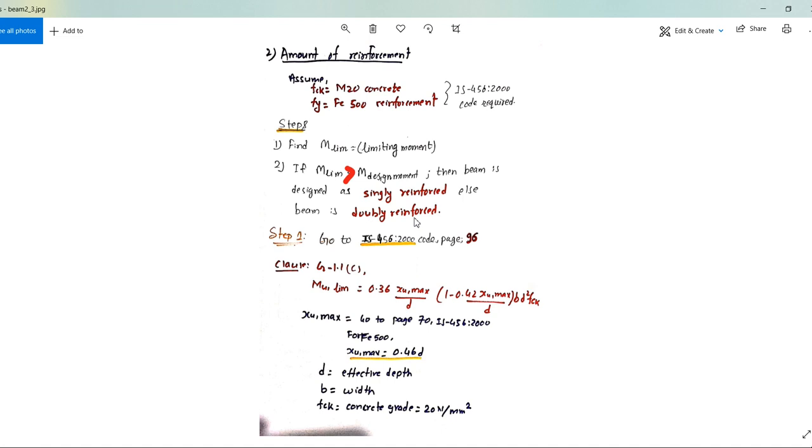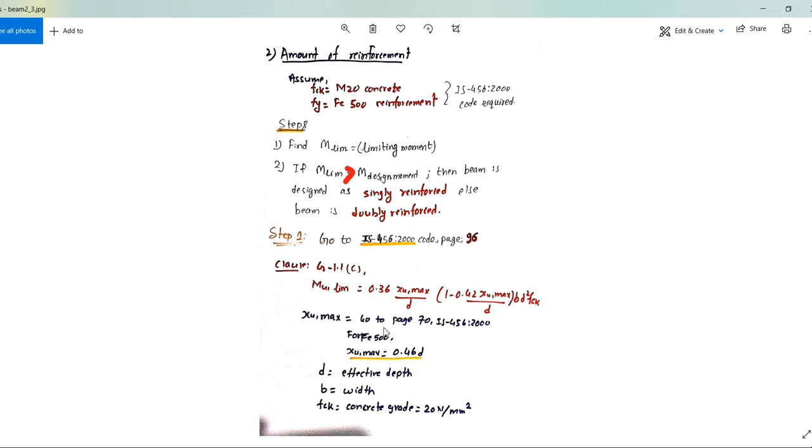First of all, we will follow our steps and find the M limiting. To find the M limiting, we have this formula on page 70 of IS 456-2000. Here we have some variables: Xu max, which is unknown and whose value we have to find out; d, that is effective depth; b is width; and fck, that is concrete grade, which we have assumed as 20 Newton per mm square.